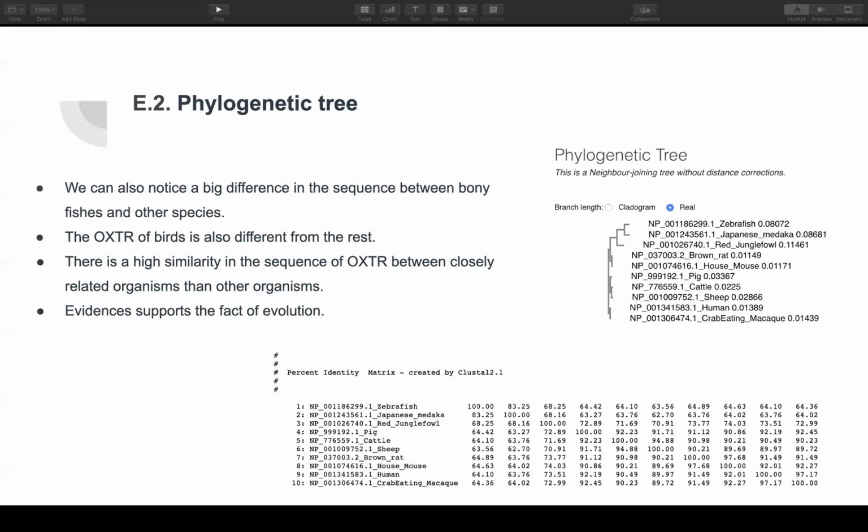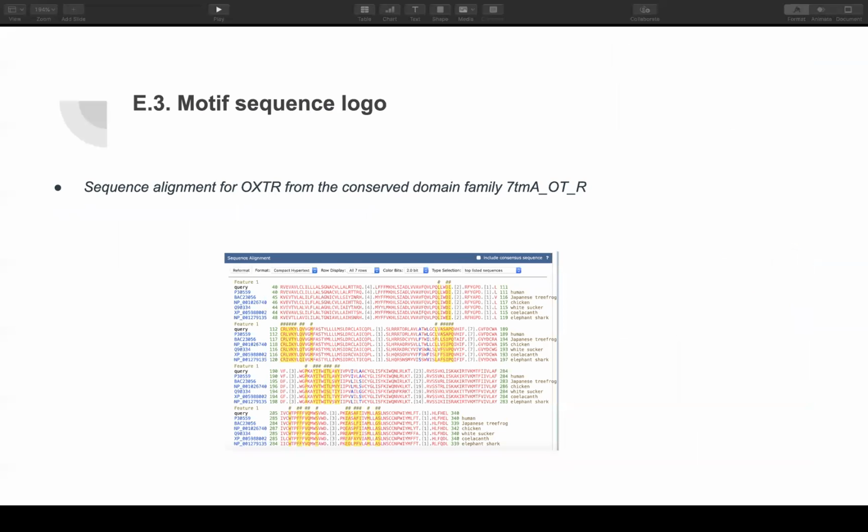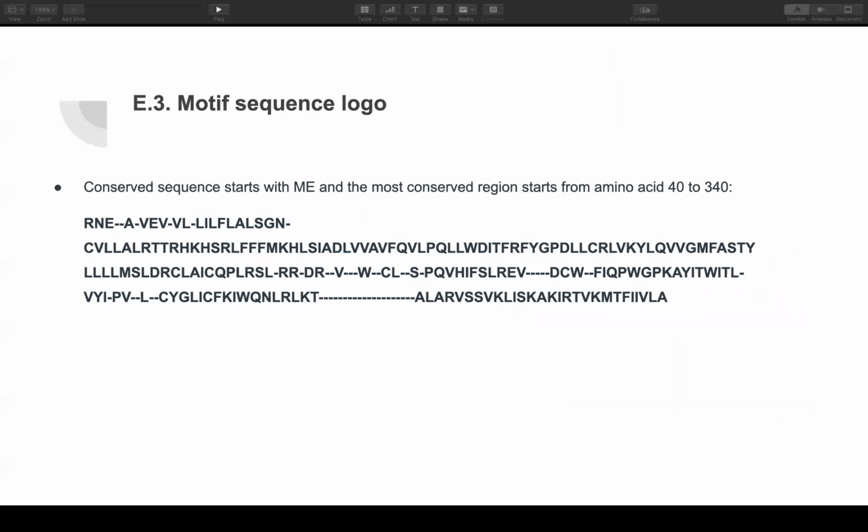And we can tell that this evidence supports evolution. So for the motif sequence logo, the lower the entropy, the higher the certainty. So we focus on the total character, which has the higher certainty to form the conserved protein sequence. And here is the sequence alignment of the conserved protein sequence from the NCBI website. And from that information, I constructed the conserved protein sequence, starting with ME, and here from amino acid 40 through 340.